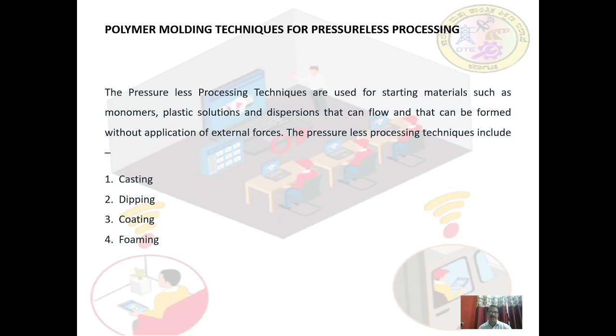First we'll discuss them one by one, that is, first casting. Casting is used for molding by polymerizing monomers in molds. Thick-walled articles, embeddings, sheets, and blocks can be produced.